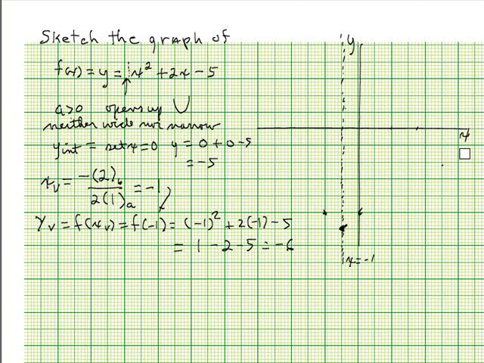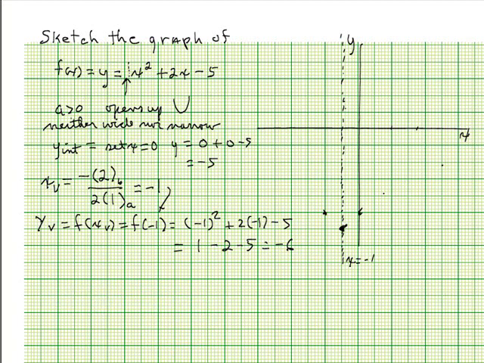I could go for my x-intercepts. That would be easy if this would factor. In other words, to get my x-intercepts, I set y equals 0. So I'd have 0 equals x squared plus 2x minus 5. And if I could factor that, I could find my x-intercepts, but I don't know how to factor that. So how do I find another point on the parabola? Well, it's actually very easy.